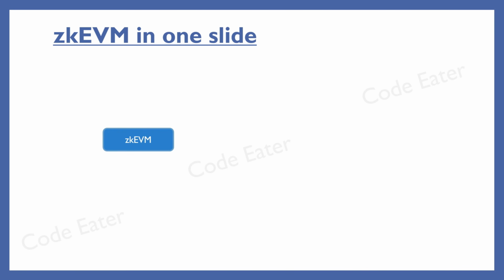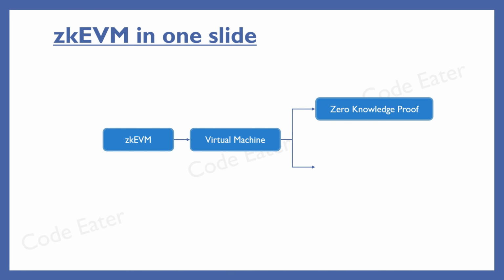So this zkEVM is nothing but a virtual machine. Like the Ethereum virtual machine, this is also a virtual machine, and it has two capabilities. The first one, this virtual machine supports the zero knowledge proof protocol, and the second thing that it supports is EVM compatibility. Now what do I mean by EVM compatibility? It means that like you can run your smart contract on the EVM, right? In the same way you can run your Solidity smart contract on this zkEVM virtual machine as well.